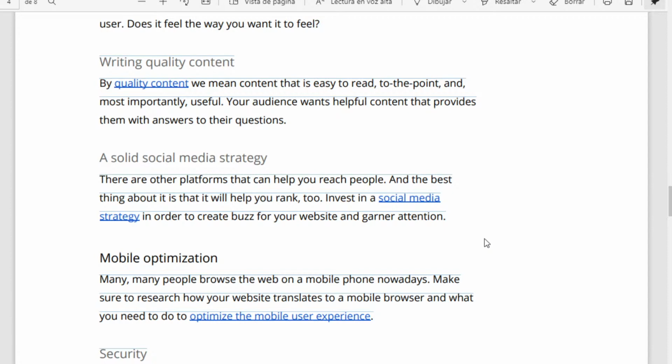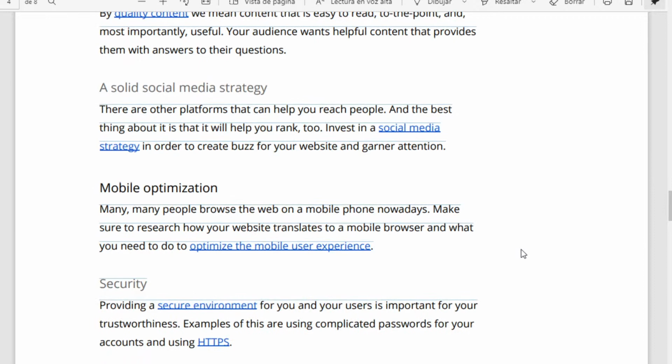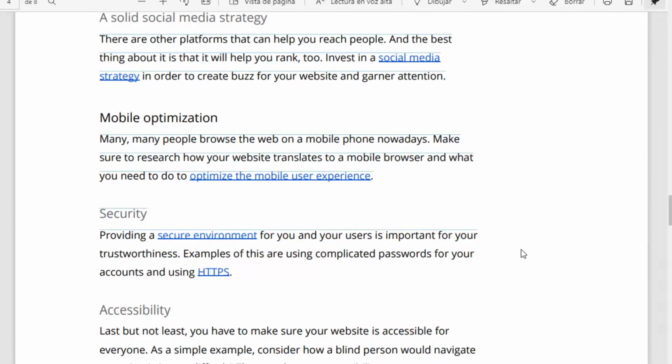Mobile optimization. Many people browse the web on a mobile phone nowadays. Make sure to research how your website translates to a mobile browser and what you need to do to optimize the mobile user experience. Security. Providing a secure environment for you and your users is important for your trustworthiness. Examples of this are using complicated passwords for your accounts and using HTTPS.